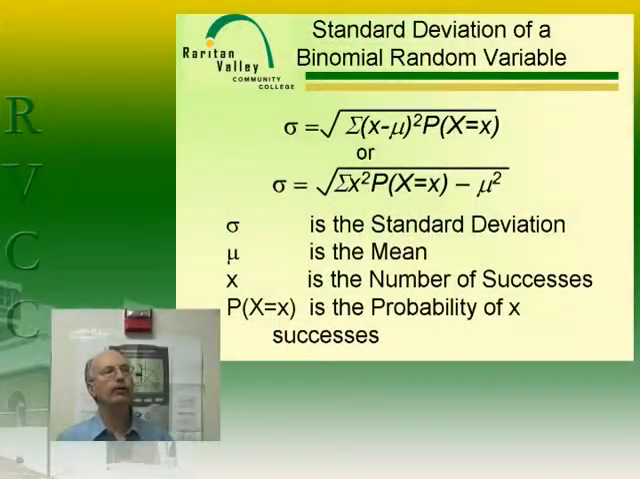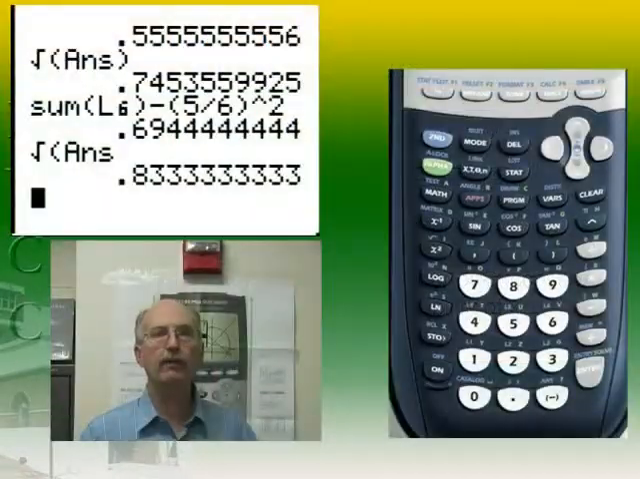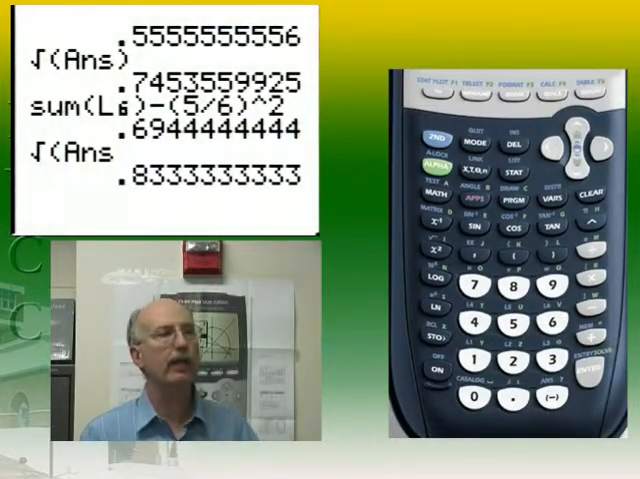And you can see there are 2 formulas for standard deviation of a binomial random variable. The first is the square root of the sum of x minus the mean, the quantity squared, times p of x equals x. The second is the sum of x squared times p of x equals x minus the mean squared. They both give you the same answer, but the second one is a little easier to do using the list function, so we'll use that one.